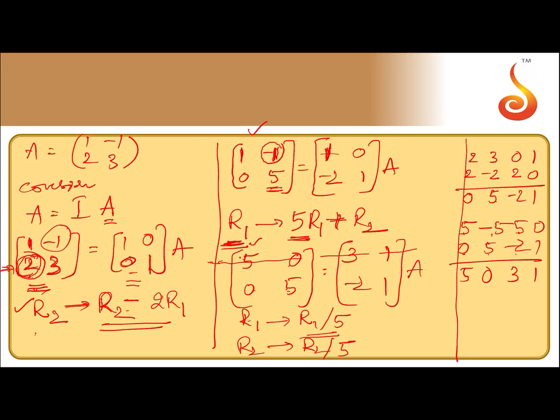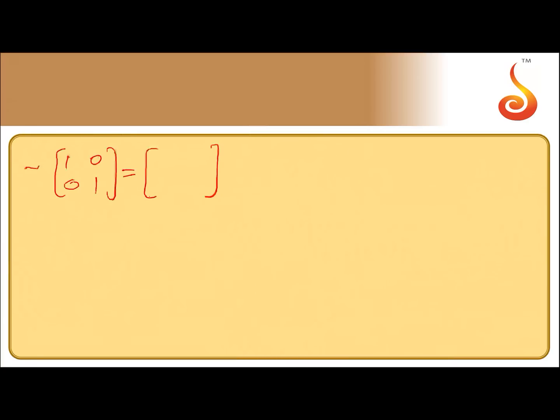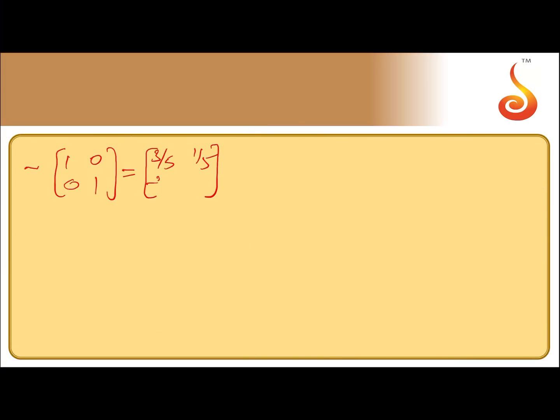Thereby you will be getting here 1, 0, 0, 1. So the equivalent matrices are 1, 0, 0, 1. Of course, the same operation should be applied on the second one: 3 by 5, 1 by 5, minus 2 by 5, 1 by 5 multiplied by A.